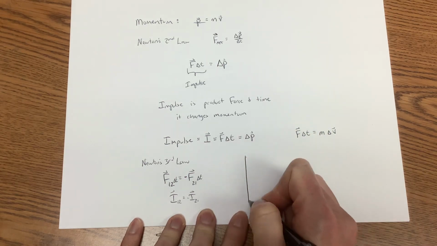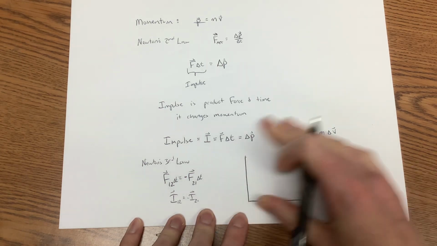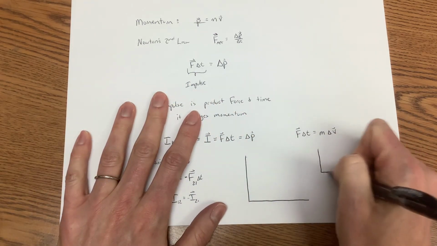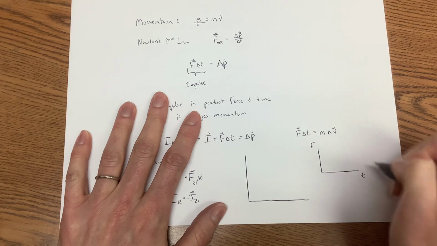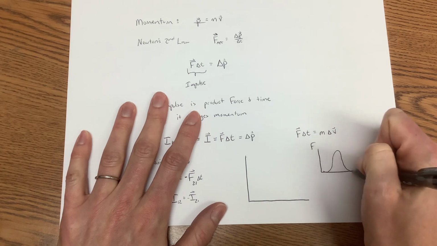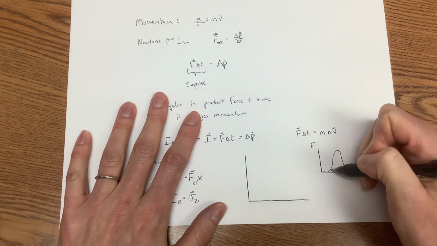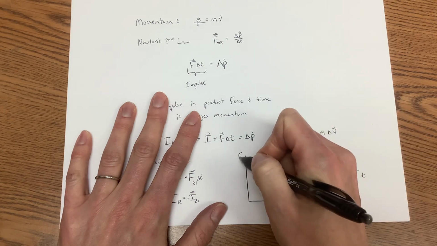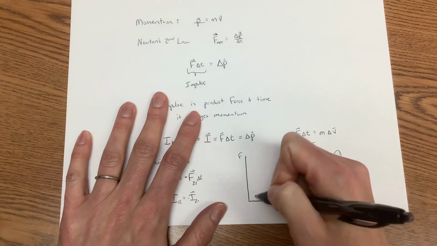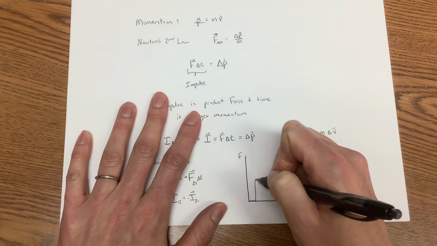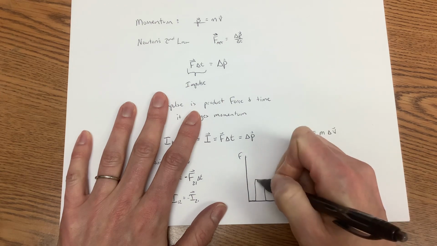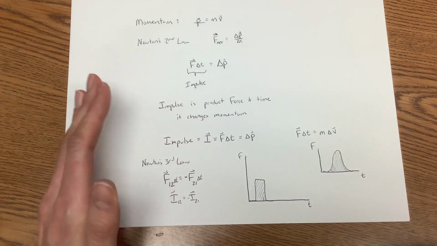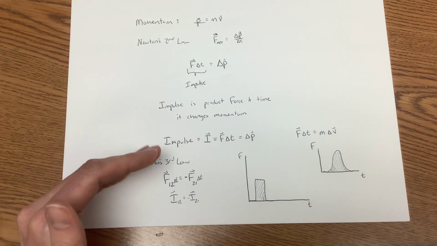When we talk about what's happening, sometimes the force changes, and so we end up with graphs of force versus time that might look like this. Okay, and what we're looking at is the area under the curve here. In AP Physics 1, usually we look at something more like this. And so this would be what we're looking for the area of. Or we're looking at something a little bit different.